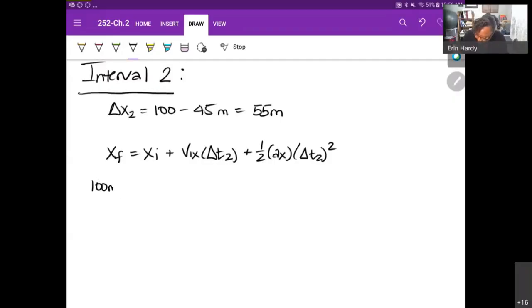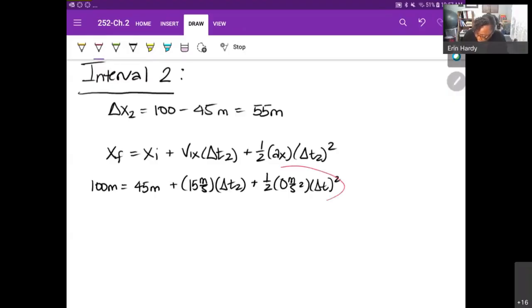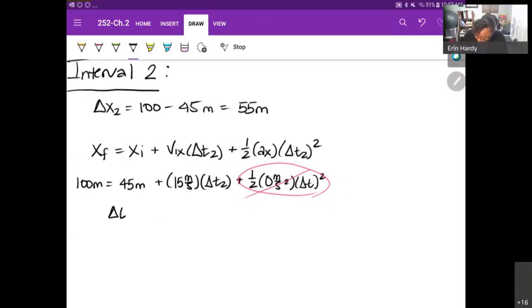X final, the race ends at the 100-meter mark. X initial for this segment is going to be the 45-meter mark, plus 15 meters per second is V initial X for this portion. I don't know what delta T2 is, but I know that this whole last term is going to give me a 0. So that's going to cancel. And that delta T is just going to be 55 meters over 15 meters per second.